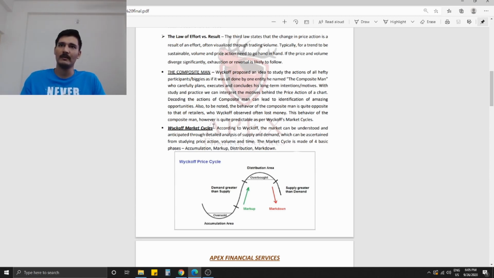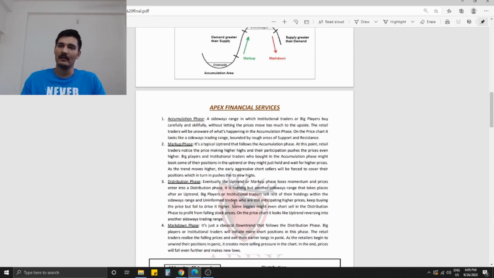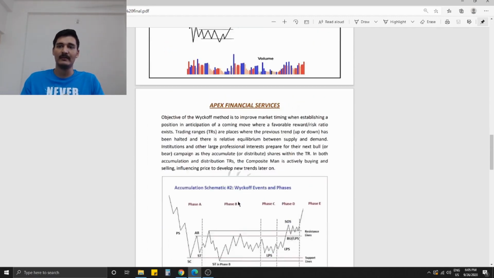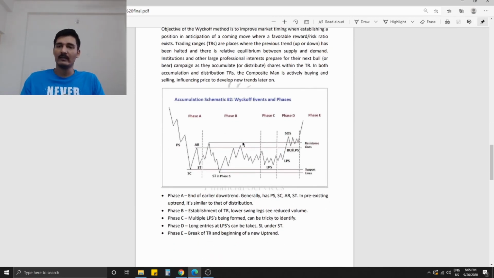which drove us to the method of participation of the composite man, which was through the Wyckoff market cycles, in which we have accumulation and distribution. So basically the simplest picture that we have is an oversold area followed by a markup, distribution and then markdown. Then we went into a bit more detail about these phases. We had accumulation schematics and distribution schematics. This is what we'll be looking at today when I take you to the charts in just a couple of minutes. Now we had phases, phase A, B, C, D and E.